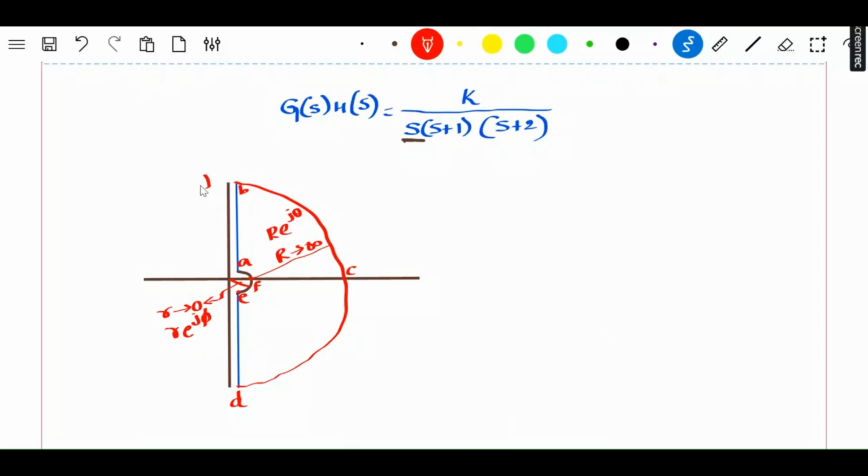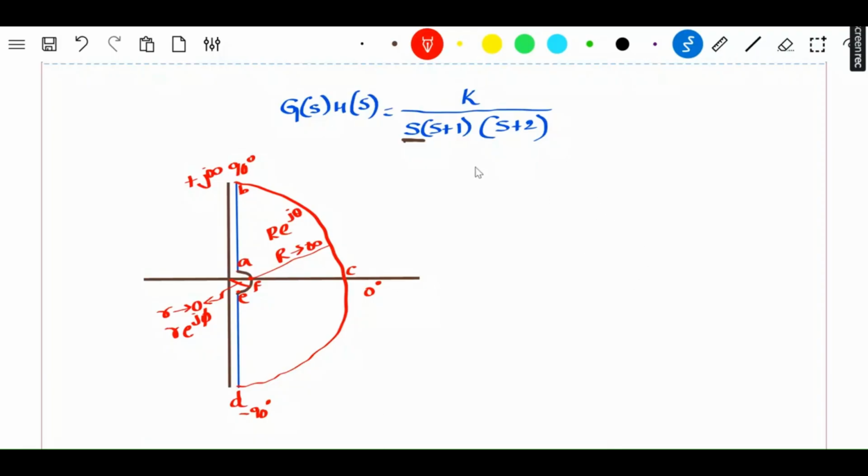Anyway, here this is plus j infinity, omega is infinity, angle is 90 degrees, whereas at C, the angle is 0 degrees, whereas at D, angle is minus 90 degrees. Okay. Now point A is not at the origin, point F is on the line, point E is again not exactly at the origin, which we saw earlier. Okay, this is the contour which we are going to trace.